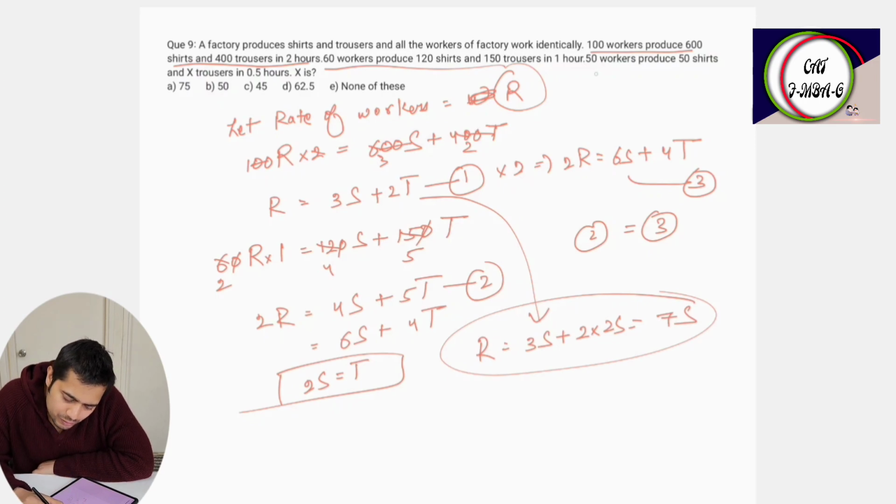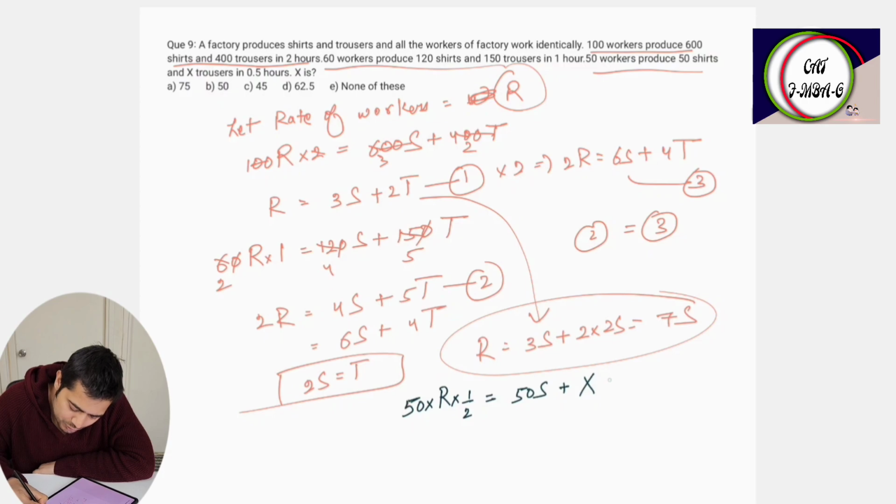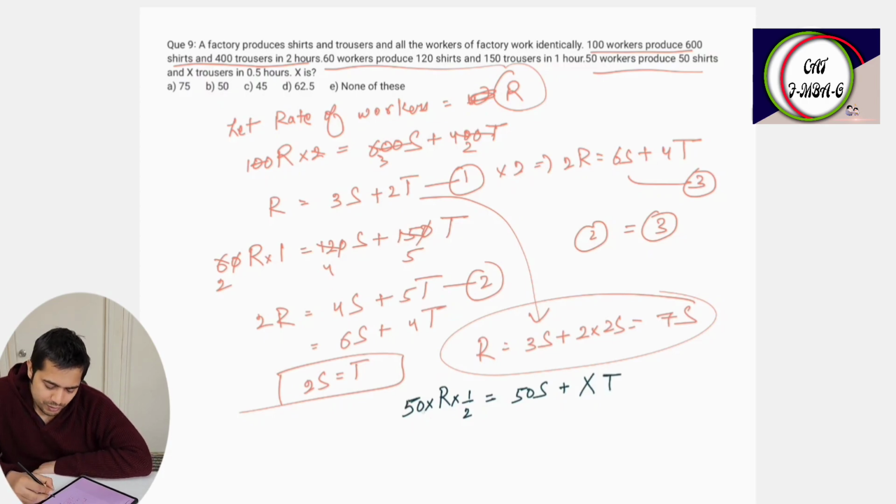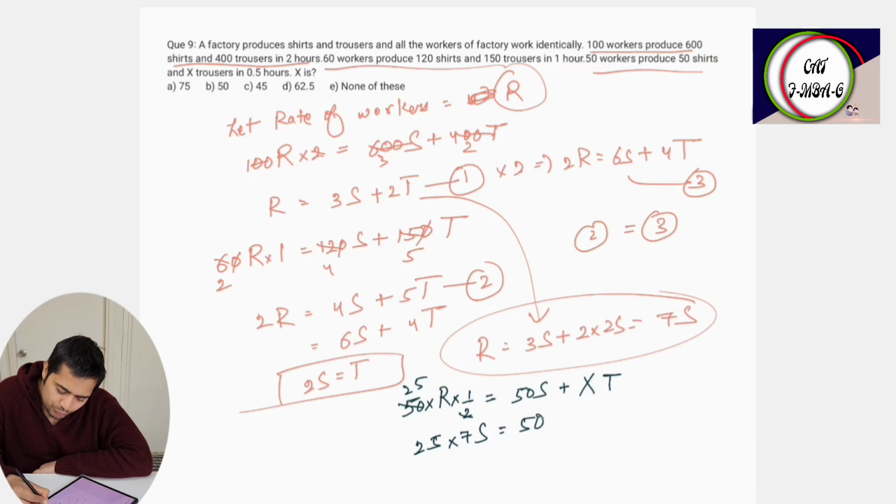Now 50 workers produce 50 shirts and X trousers in 0.5 hours. So 50 into R into 0.5, which is 1 by 2, is equal to 50 shirts plus X trousers. X we have to find. So 25 into R is equal to 7S, which equals 50S plus X into T, where T is equal to 2S. S everywhere gets cancelled.